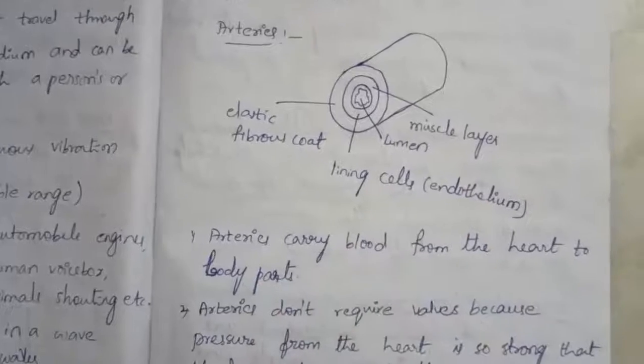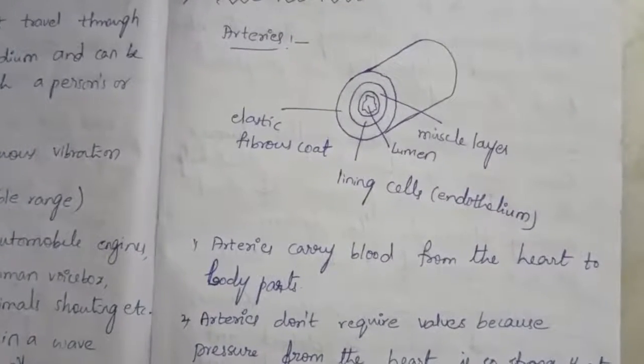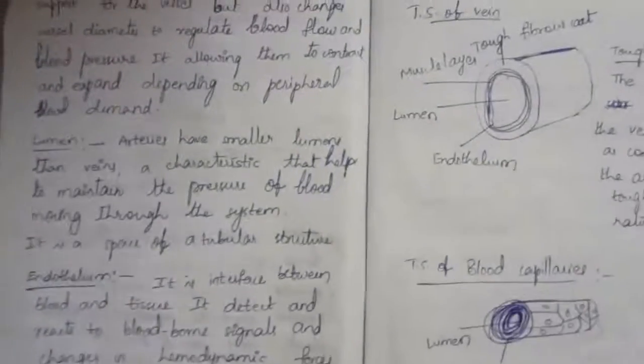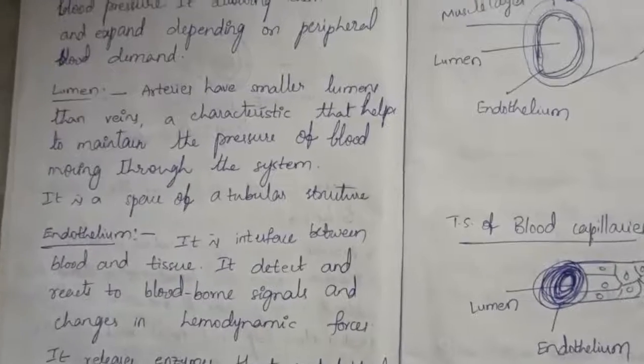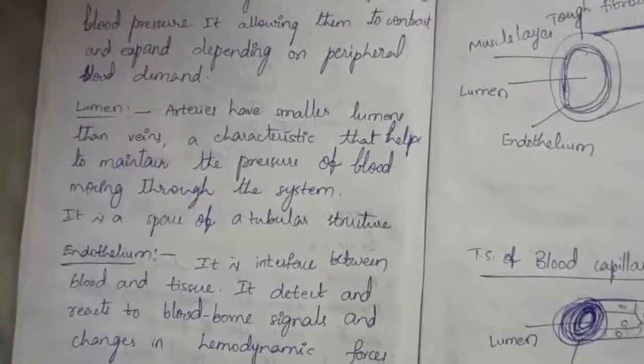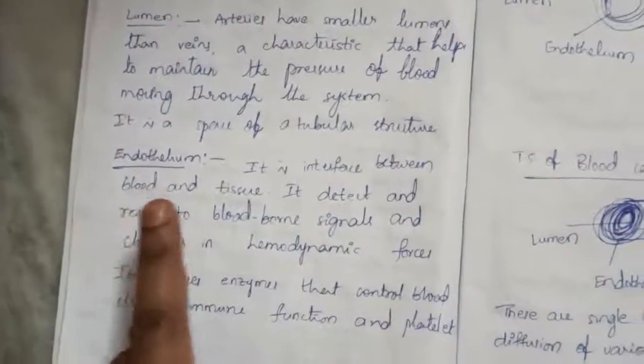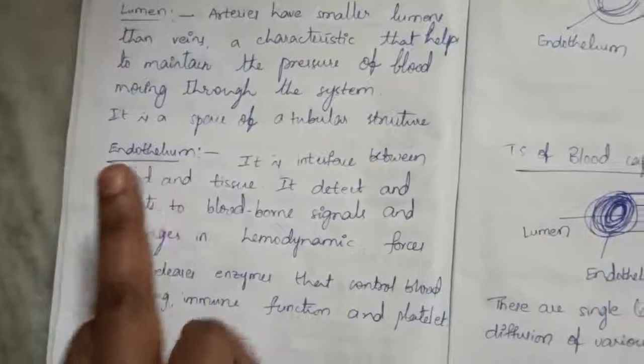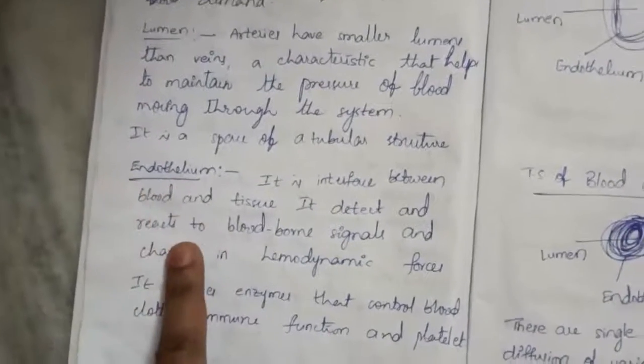And coming to the lining cells, the endothelium cells. What is the function of these endothelium cells? It is the interface between the blood and tissue, and it detects blood clotting. Immunity of the blood vessel is the responsibility of the endothelium layer.